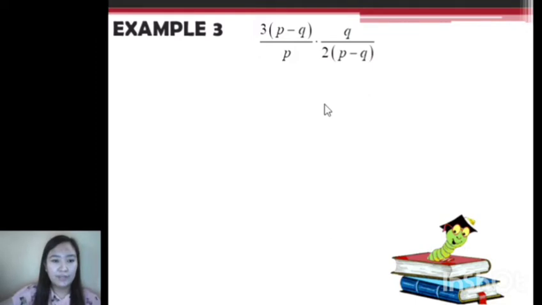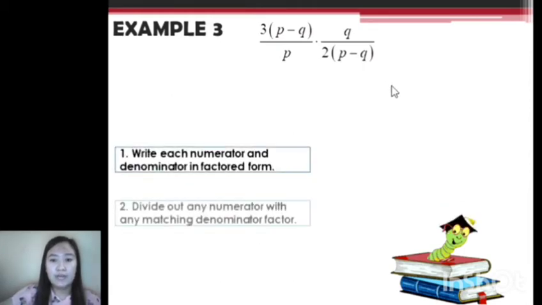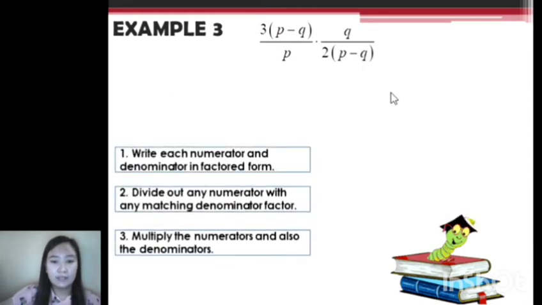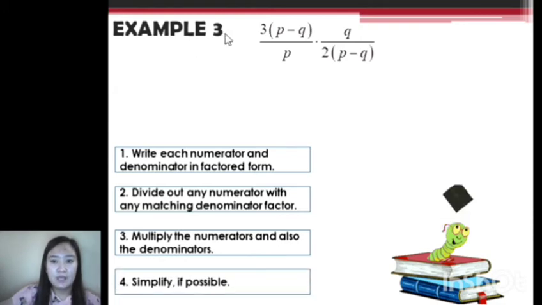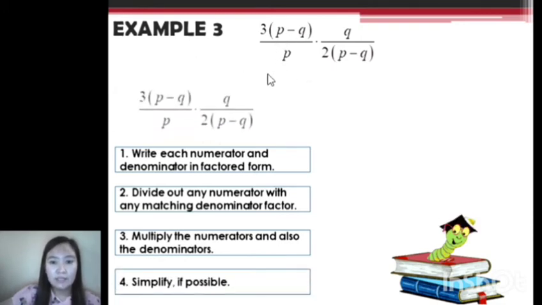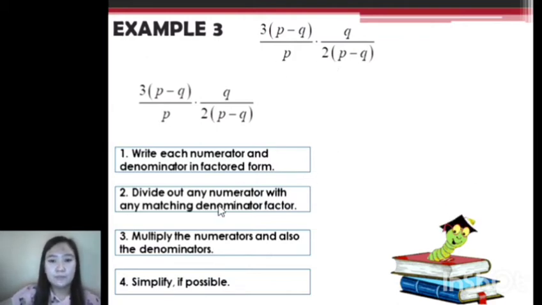Moving on to our third example, we have 3 times the quantity of p minus q over p times q over 2 times the quantity of p minus q. First step is to write each numerator and denominator in factored form. In this case, that is already the factored form of the rational expression.